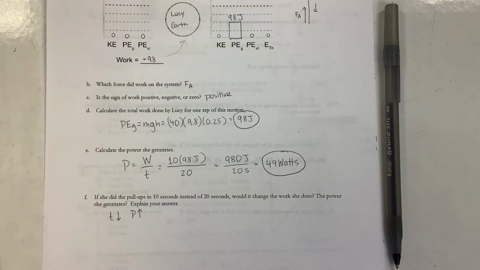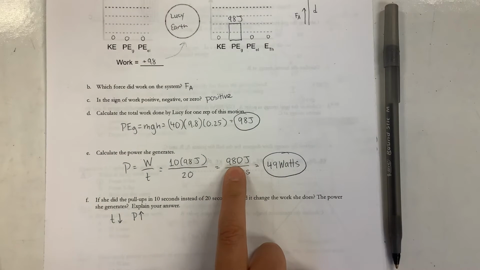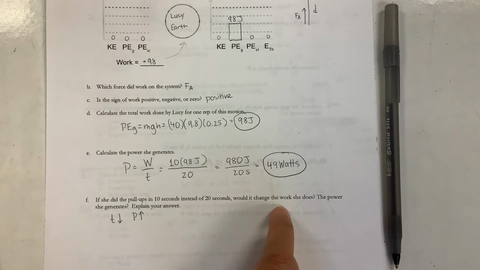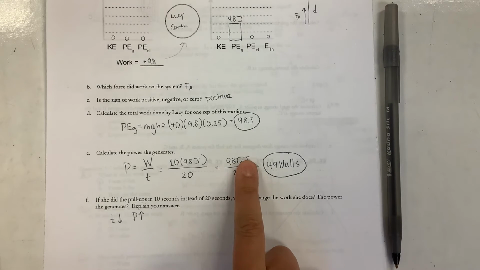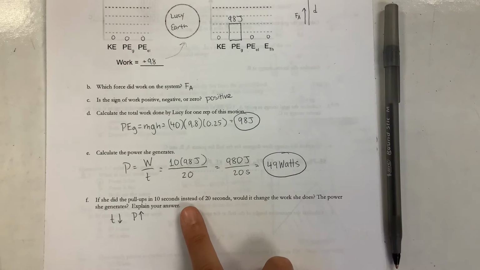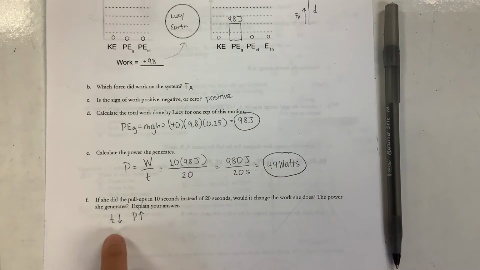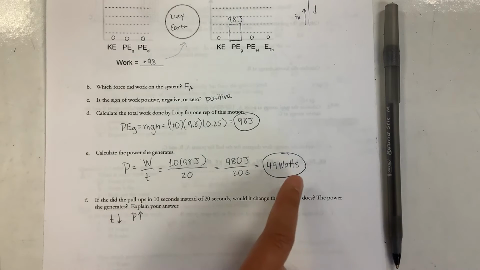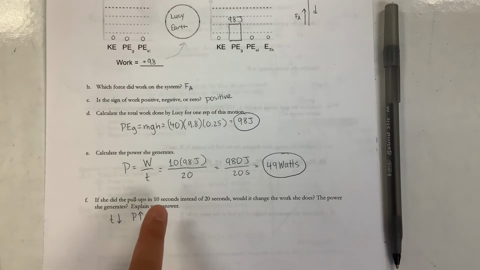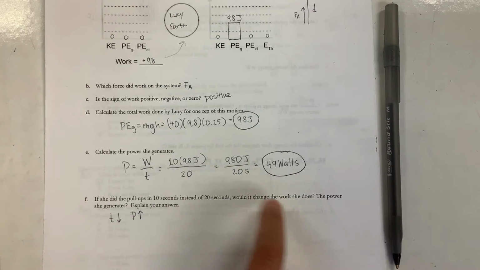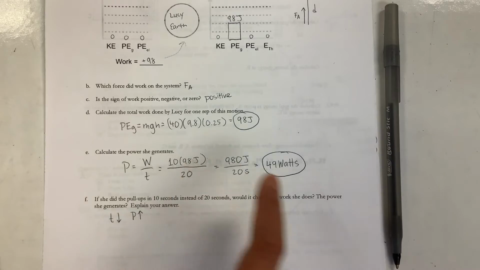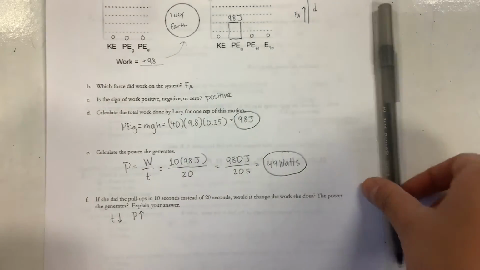Okay, so then part F, if she did the same pull-ups, she'd still be doing the same 980 joules of work. The work would be the same because she's still adding gravitational potential energy, but the time would change, so the power would change. By decreasing the time, she has to put out twice the amount of power. So instead of 49 watts, she'd be doing 98 watts. So the work stays the same because it's the same number of joules, but the power would increase.